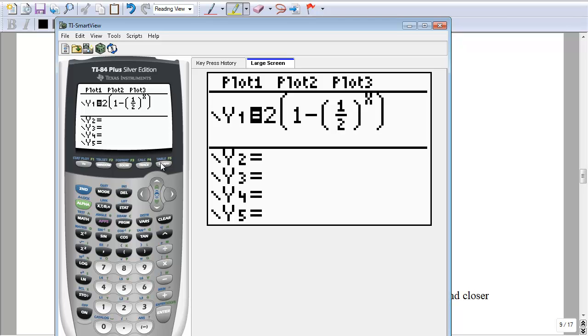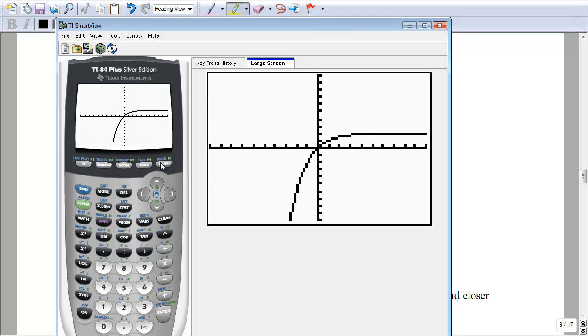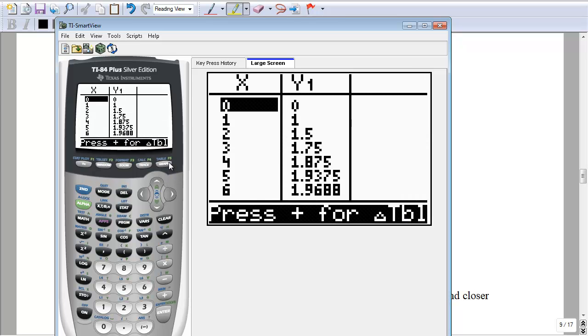values that this function generates. Oops, that's the graph. Let's see. Yes, let's look at the table. Now, in this table, y1 is the value of Sn when x represents n, the number of terms added to the geometric series.